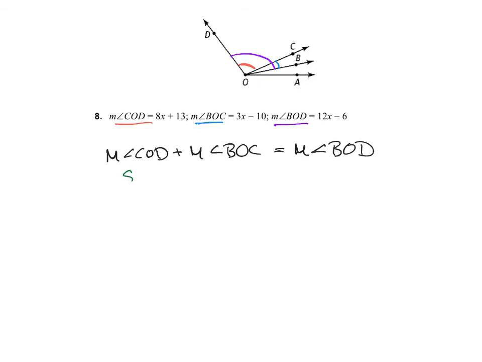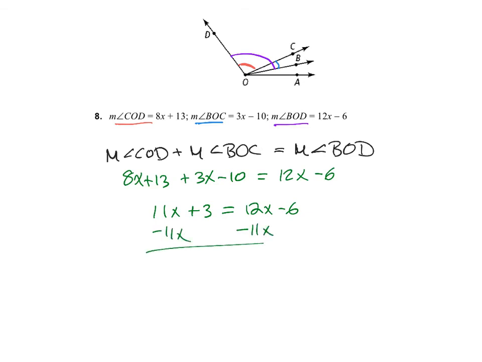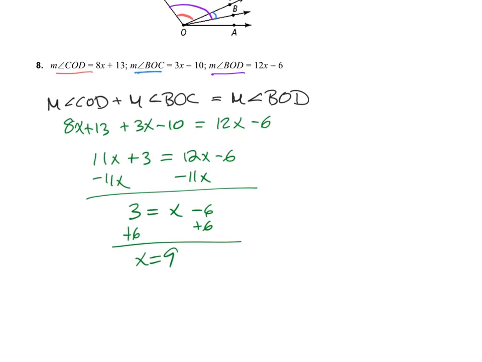So 8x plus 13 plus 3x minus 10 equals 12x minus 6. So 11x plus 3 equals 12x minus 6. Subtract 11x: 3 equals x minus 6, plus 6. So x equals 9. So again, I'm going to plug in that information on each one. The measurement of angle COD equals 8 times 9 plus 13. So 72 plus 13 equals 85 degrees.